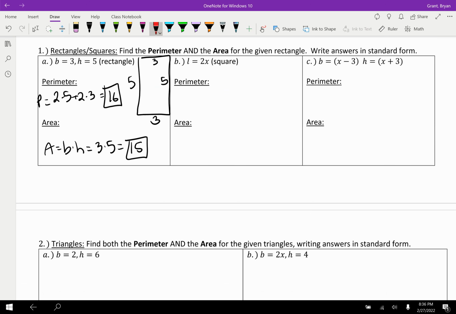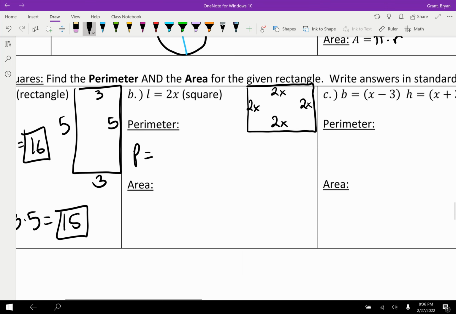All right, let's jump into B, and this shouldn't be too terrible. I'm actually going to start with the perimeter here, but I will draw you another adorable little picture. Here's my square. Each side is 2x. To find our perimeter, we just have to add up all the sides. Each side is 2x, and there are 4 of those sides, so 4 of those 2x's gives us a perimeter of 8x.